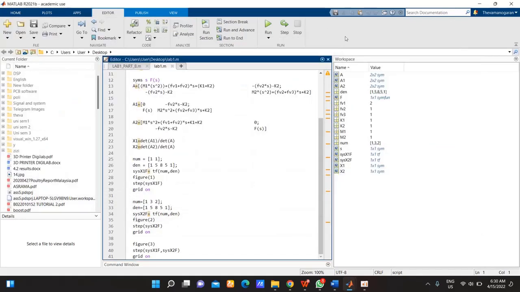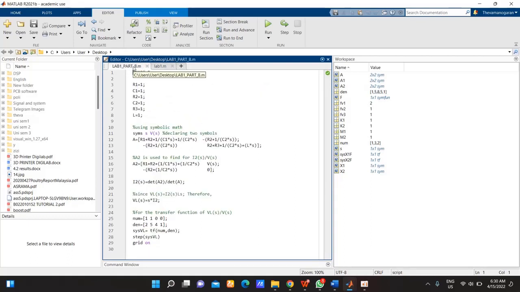And for the next one, which is part B, the electrical network, we need to declare all the values first, such as R1 equals 1, C1 equals 1, R2 equals 1, C2 equals 1, R3 equals 1, L equals 1. We need to declare the symbols and the correct equation, A equals R1 plus 1, and A2, and we need to fix the determinant, such as I2. Then we need to make sure the numerator is correct, 110 and 2541. We need to put in the correct and exact values to obtain the graph. After declaring all the values, now we need to click run.